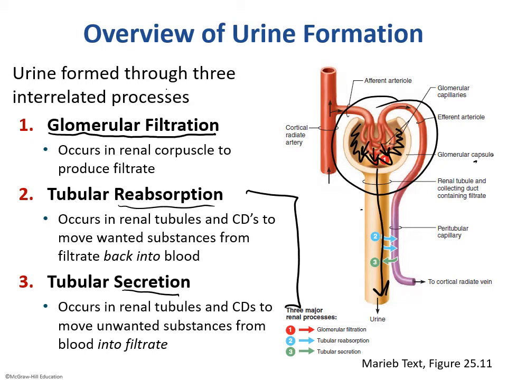From there, we go on to the next 2 processes, tubular reabsorption and secretion. These do occur simultaneously. We just put them in an order so that we'd have a nice process to work our way through in this lecture. Both reabsorption and secretion occur in the renal tubule segments, so the PCT, DCT, and nephron loop. I really want you to understand the difference between reabsorption and secretion. We're going to talk about this a lot for the rest of this chapter.